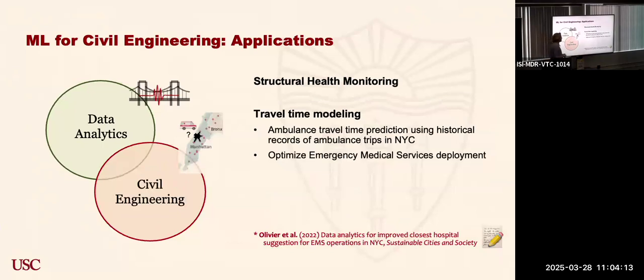There is also a lot of work in using data in transportation. So one thing I'm going to be talking a little bit about in this talk is travel time modeling, in particular ambulance travel time modeling. That's very important when you're trying to optimize emergency medical response, to know how much time it takes for an ambulance to travel within the city. And so we've done some work in New York to use that analytics to help improve EMS operations.